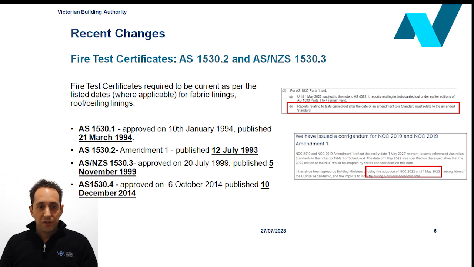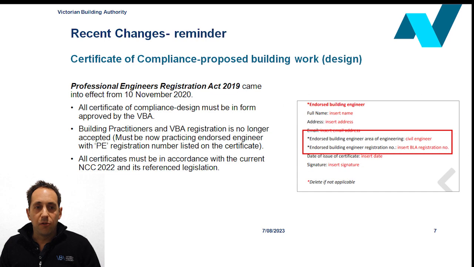As an example of this, if the fire test certificate for demonstrating flammability index was provided under AS 1530 Part 2 version prior to the 12th of July 1993, the flammability test will need to be carried out again to the latest standard. Just a reminder to applicants that we're still getting applications with the older Certificate of Compliance certificates, which are no longer in the form approved by the VBA.